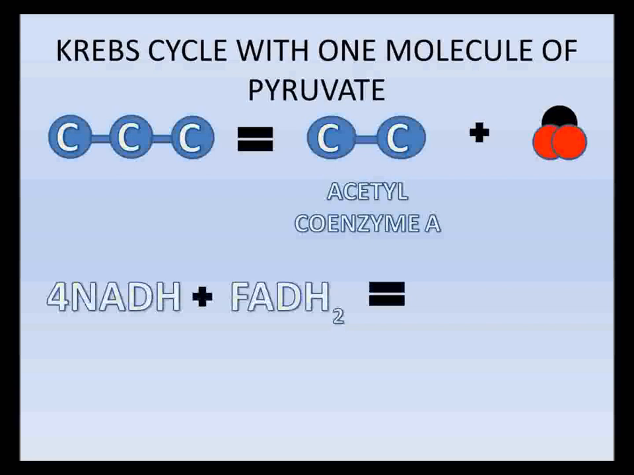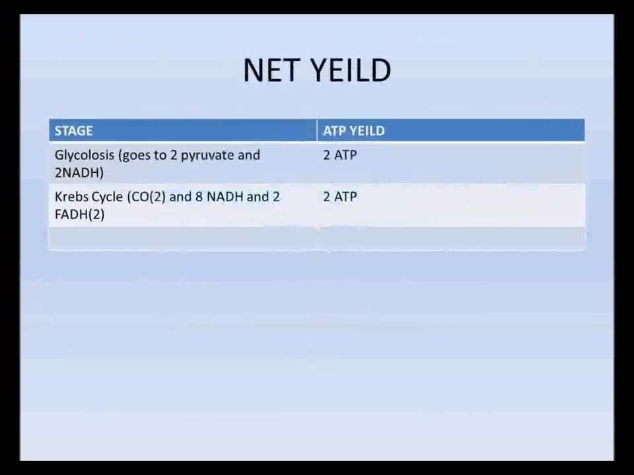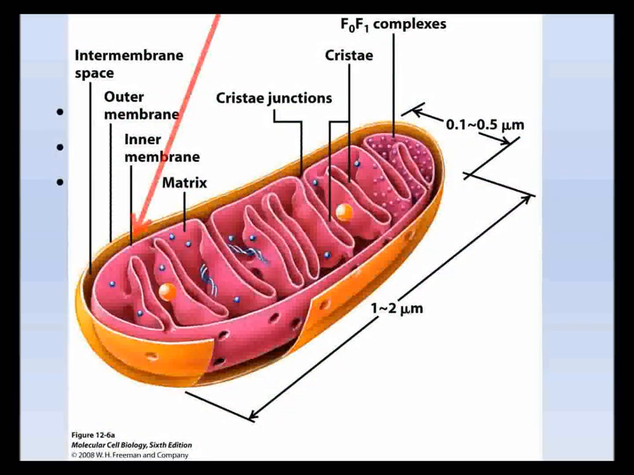4 NADH, 1 FADH2. So, in summary, the Krebs cycle starts with pyruvate, which then goes to carbon dioxide. This gives a total of 8 NADH molecules and 2 FADH2 molecules. This gives a total of 12 hydrogen ions. The third stage of aerobic respiration is electron transport. Electron transport occurs on the inner membrane of the mitochondria. Compounds such as cytochromes, located on this inner membrane, are special proteins that act as electron carriers. During electron transport, electrons from loaded acceptors NADH and FADH2 are brought to the inner membrane of the mitochondria.